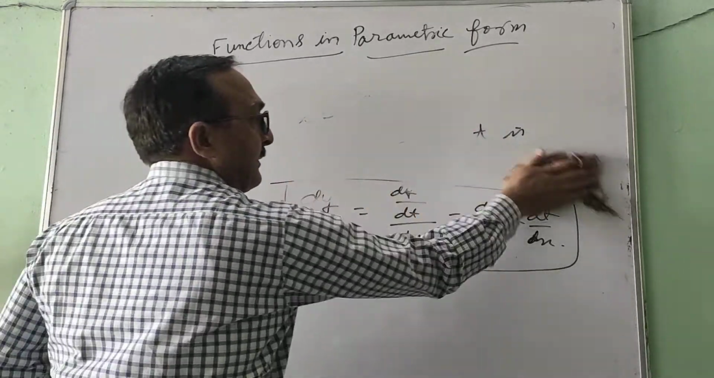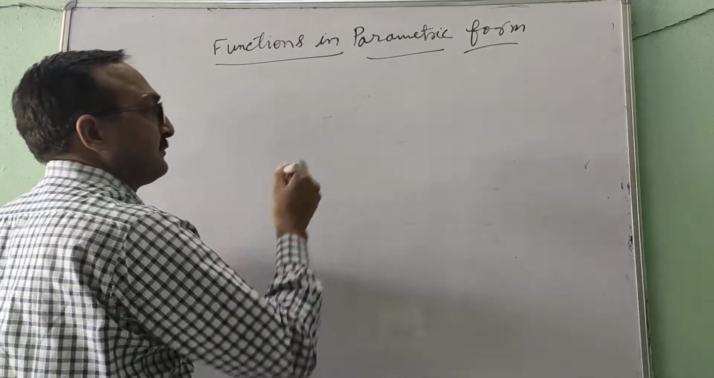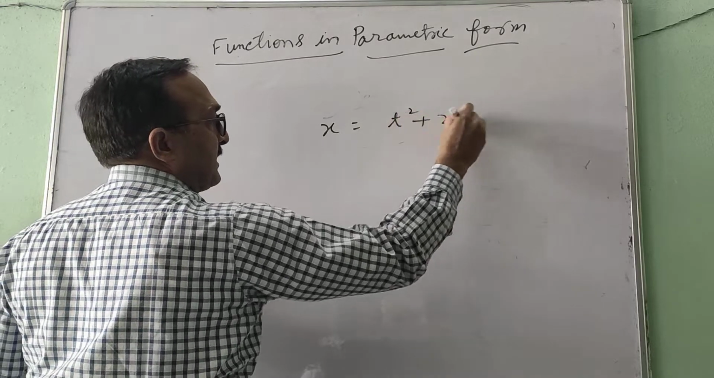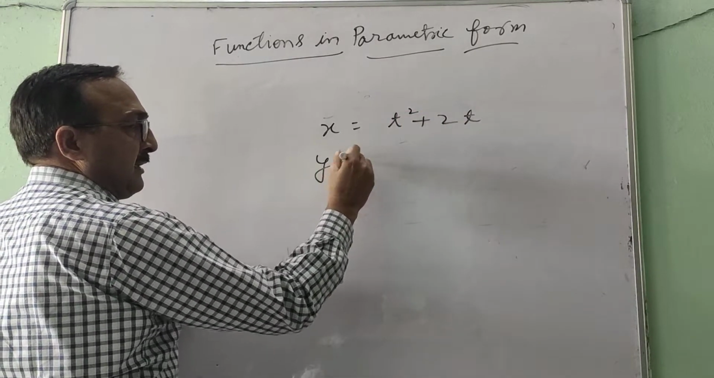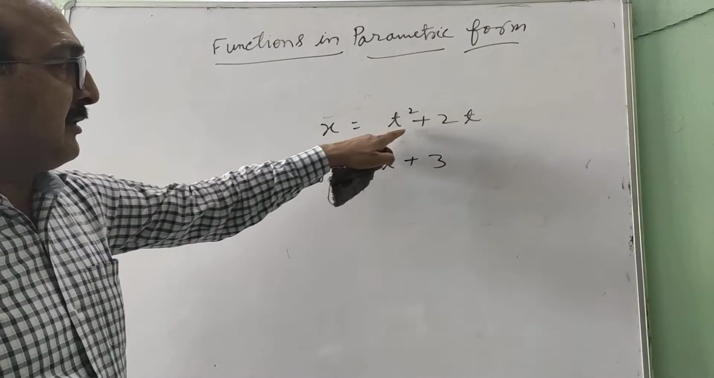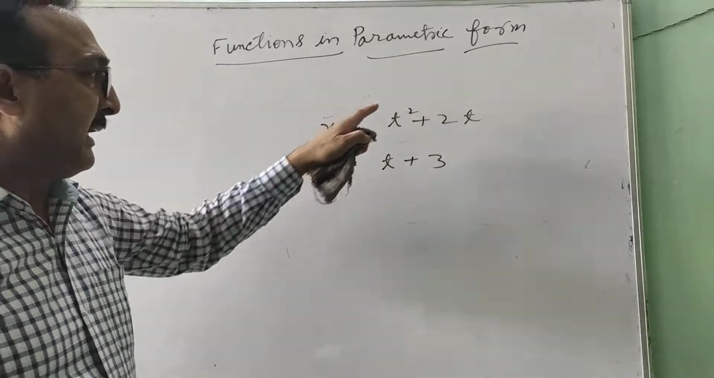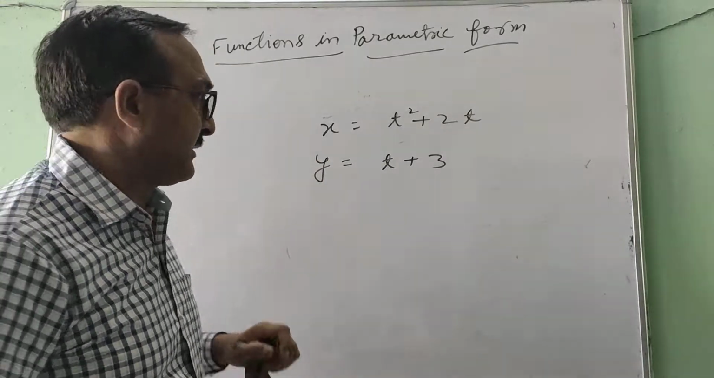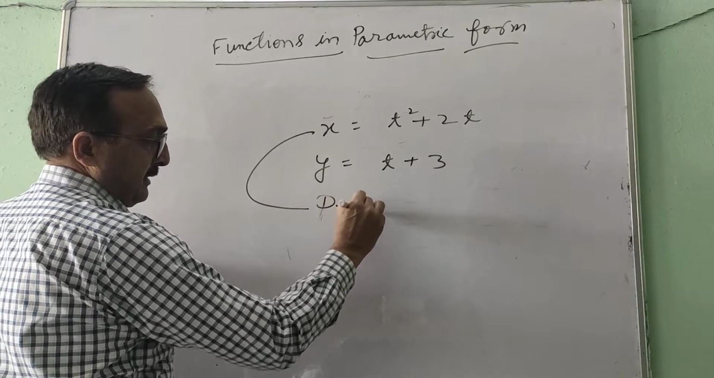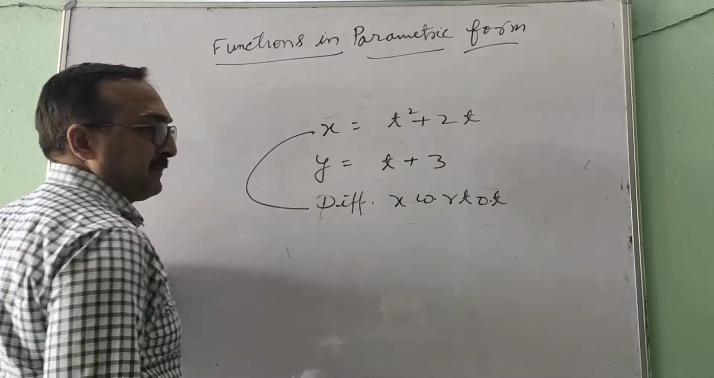So let us take a problem. x equal to, I say, t square plus 2t, and y equal to t plus 3, I suppose. So x is a function in terms of t, and y is a function in terms of t, and now t here is a parameter. So first of all we will find the differentiation of x with respect to t.